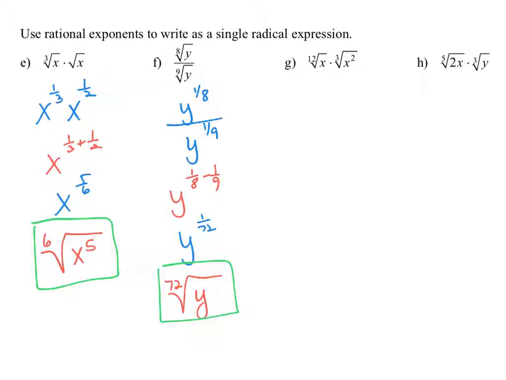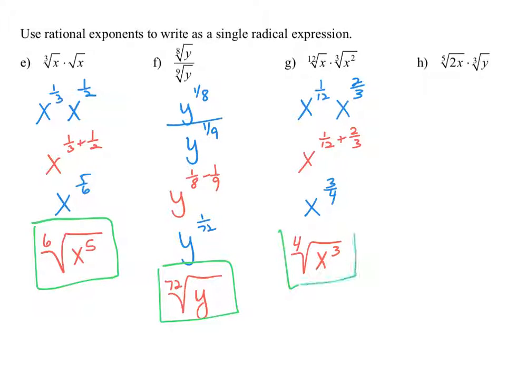In example G, we can take the 12th root of x and write it as x to the 1/12th power. And the cube root of x squared, we can write that as x to the 2/3 power. Now we can use the product rule for exponents and add those exponents together to get x to the 1/12th plus 2/3. And when we add those, we get x to the 3/4. And writing it as a single radical is the 4th root of x to the 3rd power as our final answer.